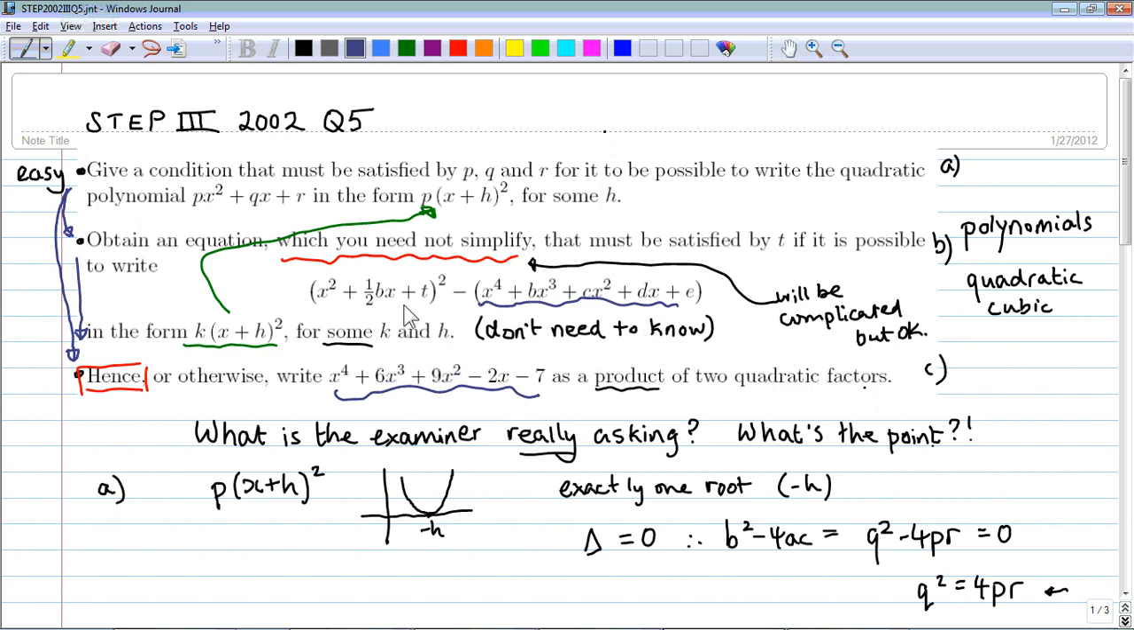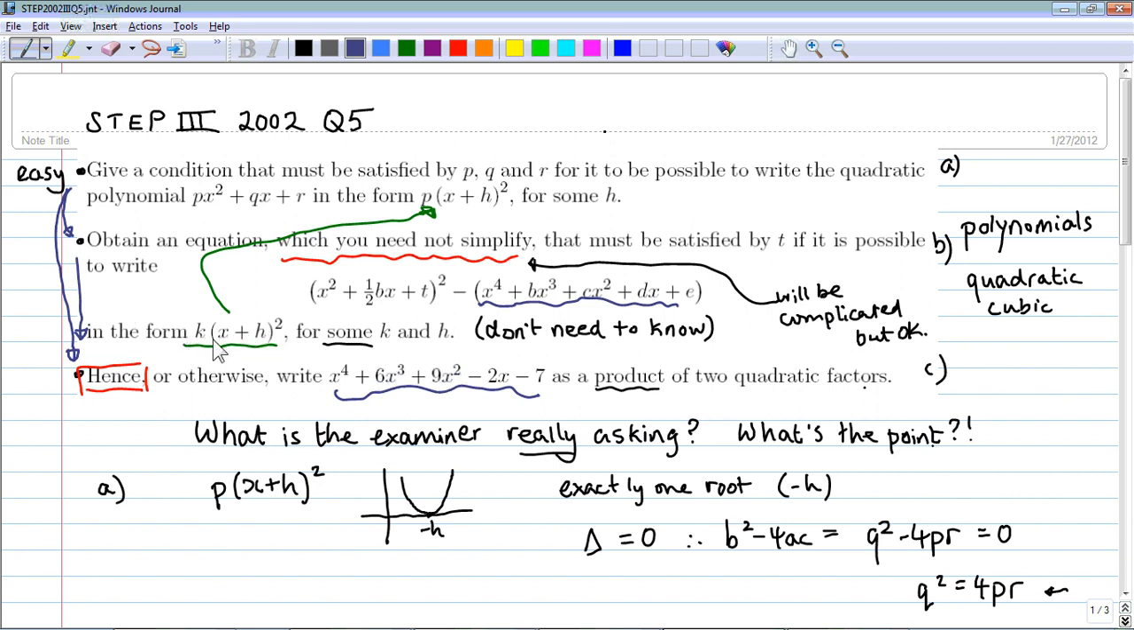Having done that, we can write this, so it would be like x to the 4 plus 6x cubed plus 9x squared minus 2x minus 7 equals (x squared plus 3x plus t) squared minus (kx plus h) squared, just as they've written here.